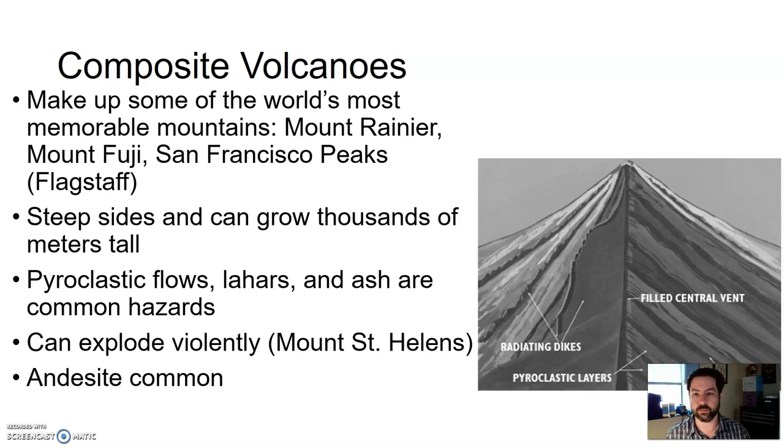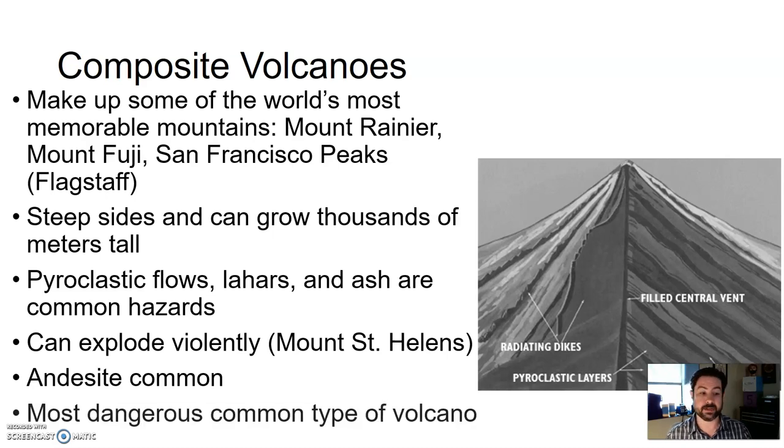Andesite is the common rock, an intermediate extrusive igneous rock that makes up these volcanoes, and it is the most dangerous common type of volcano. Supervolcanoes are by far the most dangerous. If those were to go off, it could be the end of the world, but they're just so rare. More on that in a little bit. But as far as common types of volcanoes, these are the ones that tend to cause the most damage, the most deaths.